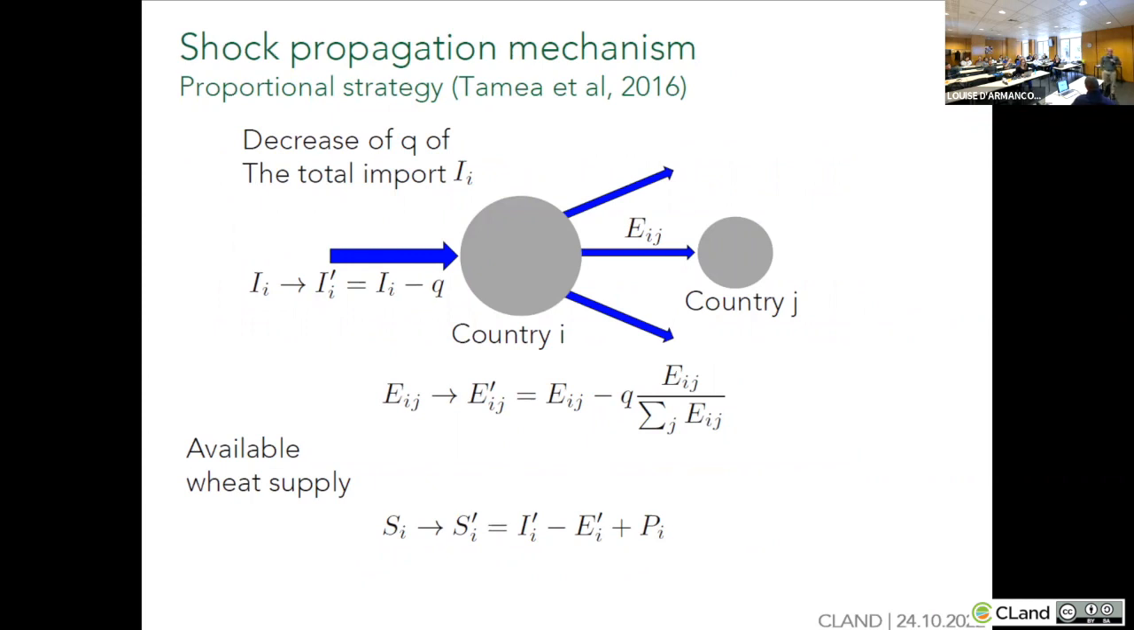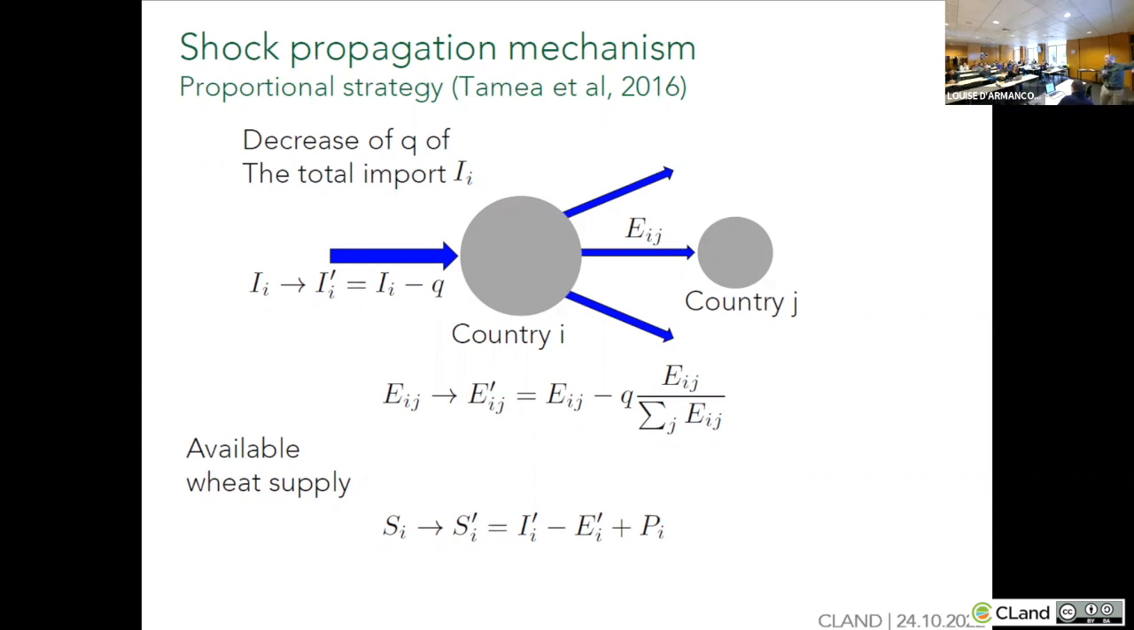Then the shock propagation. Sorry for the equations, but I skip most of them. Really the question is, there is a country somewhere in the network, and suddenly its imports decrease. For some reason, if you are directly connected, for example, to Ukraine, if you import from Ukraine, you see your imports decreasing by some quantity Q, let's say. So the idea is, how will this propagate to other countries? If this country i is exporting to other countries, the natural thing is that it will decrease its exports, in order to keep the food for its own population. So this is the basic mechanism of propagation.